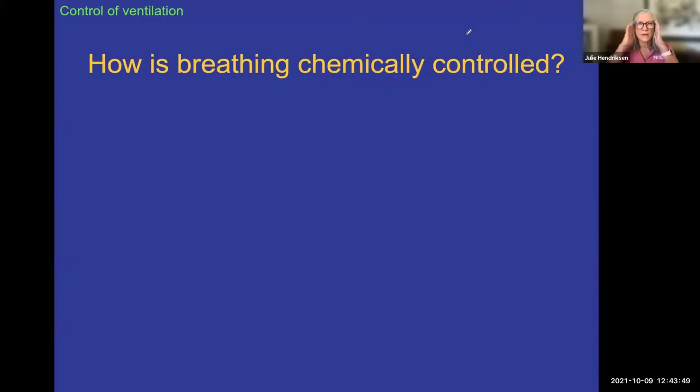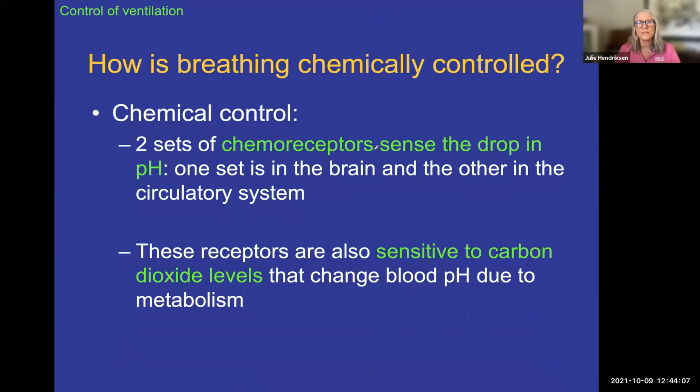There is a feedback. You may remember, of course, our theme of homeostasis, keeping things in balance. So we have to make sure the chemicals in our blood are controlled, and breathing will help do that. Breathing is chemically controlled through receptors we call chemoreceptors. They're part of your nervous system. They're sensitive to changes in pH. They're sensitive to changes in carbon dioxide.